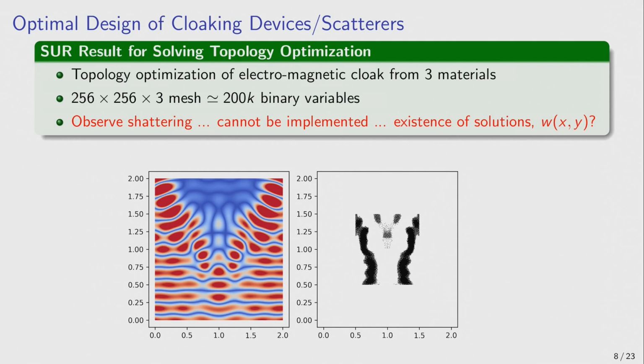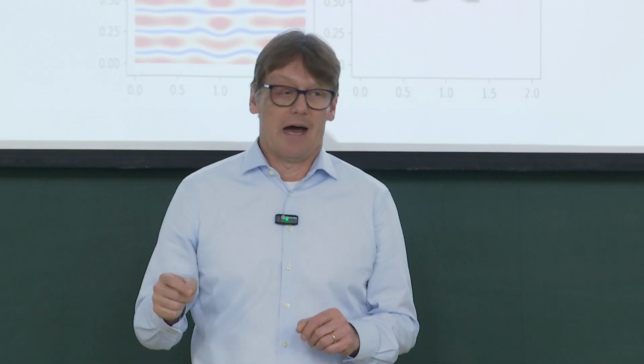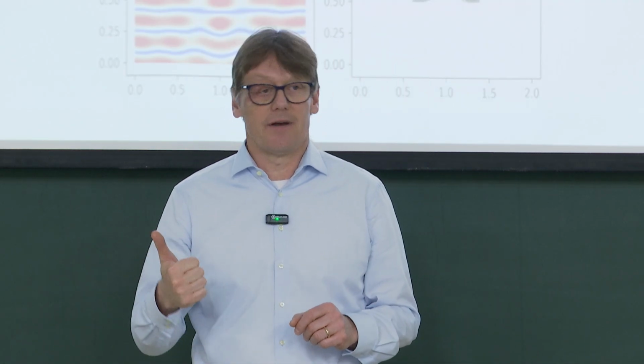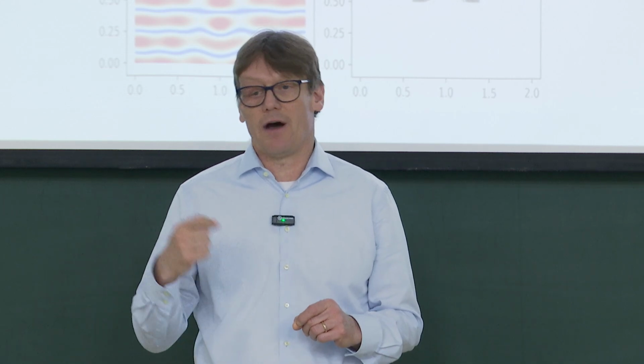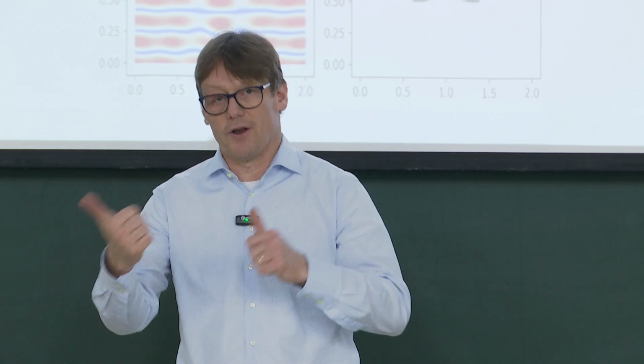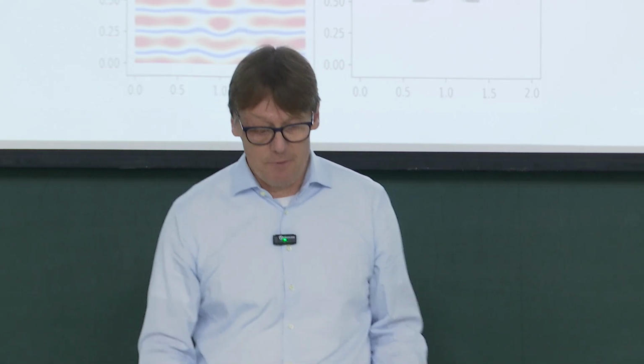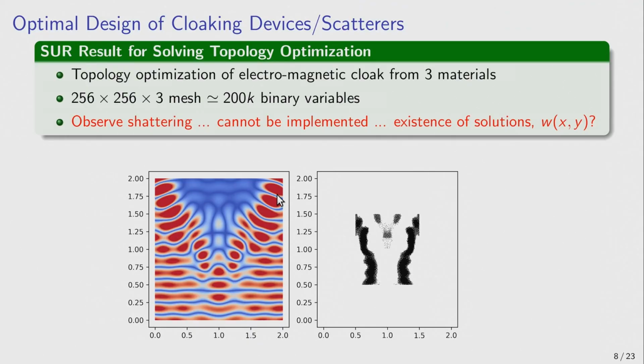So this is now the solution. We looked at 3 materials, so we actually have 2 sets of binary variables here. It's 0 material if both binary variables are 0. Otherwise, we can either have one or the other material. So we made it slightly more interesting, and this is the objective function in the whole domain. And what you can see is that your cloaking, blue means low magnitude, you're cloaking quite well up here. You get these beautiful pictures.